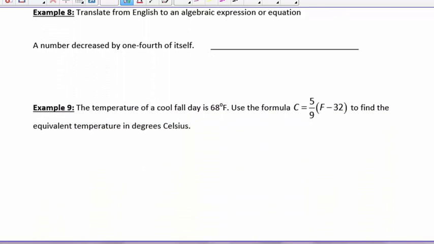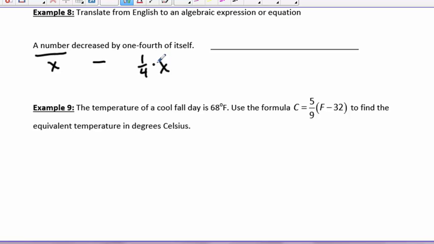Alright. Example 8. Translate from the English to an arithmetic or an algebraic expression. A number decreased by 1/4 of itself. So a number, it's going to be our x, decreased by, we're taking this quantity away from this one, so subtract 1/4, the fraction 1/4 of, that's a word that is used in multiplication when there's a fraction involved, so of itself, which is the number again.